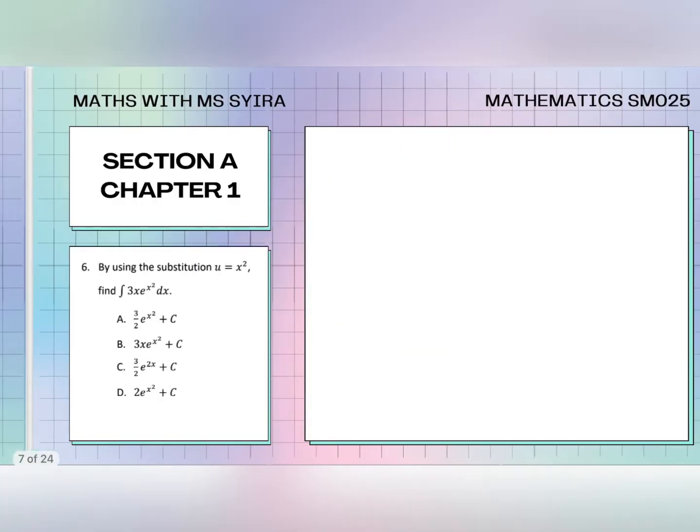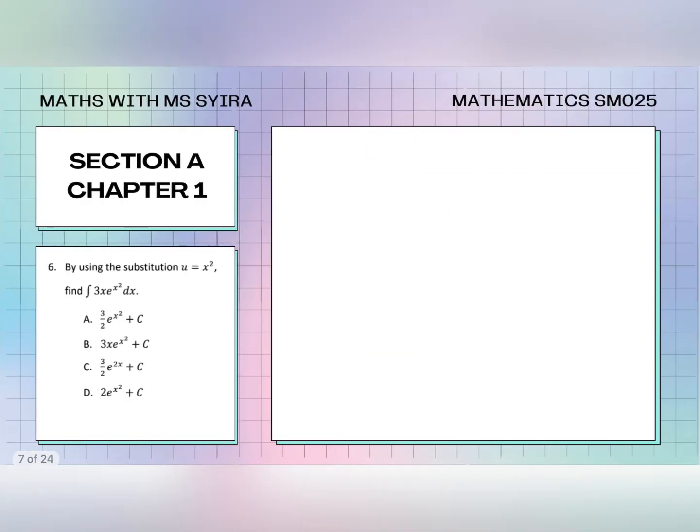Now, question number 6. By using the substitution u equals x square. So, what should we do with u? We differentiate. Everyone knows differentiating x square gives 2x dx. Now we want to integrate 3x e to the power of x square dx. So that means we make it du over 2 equals x dx.